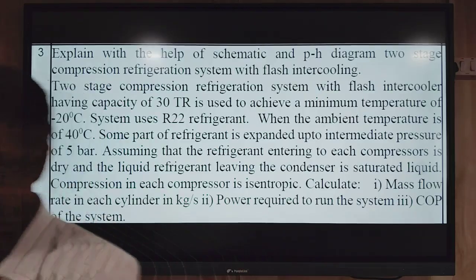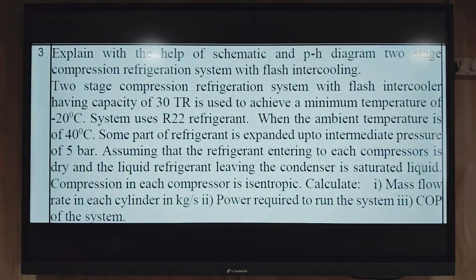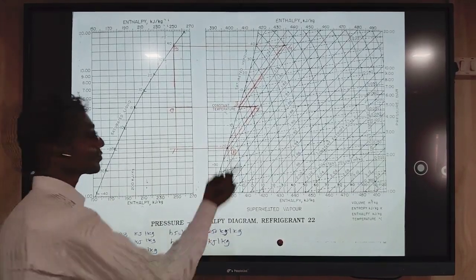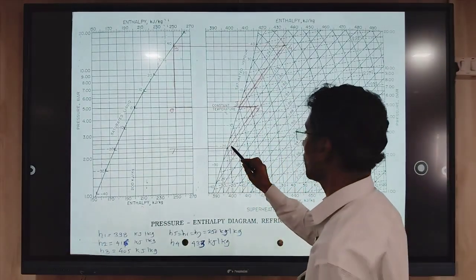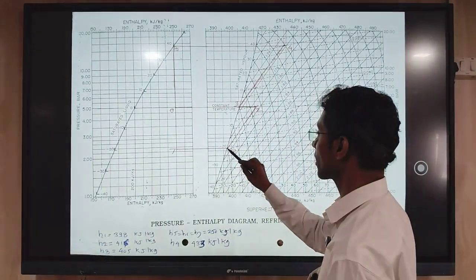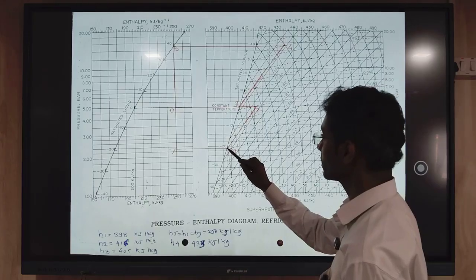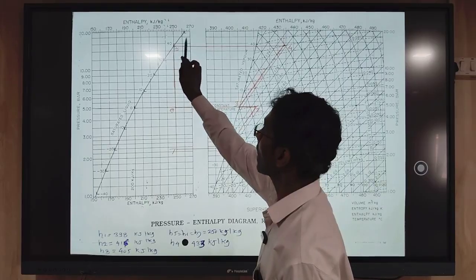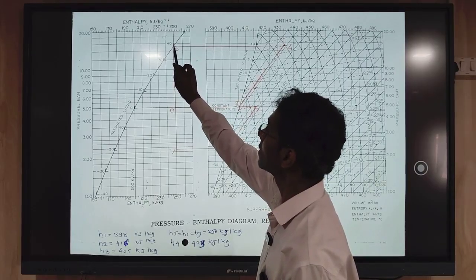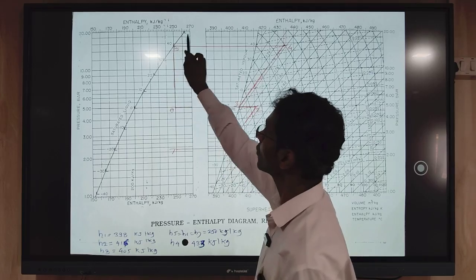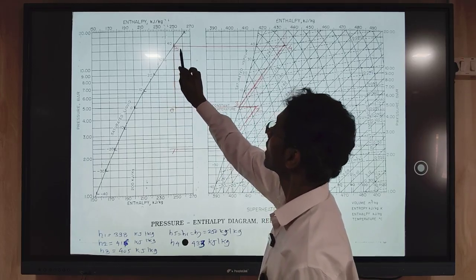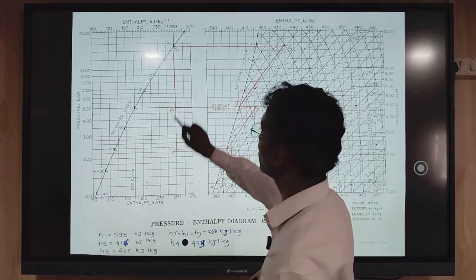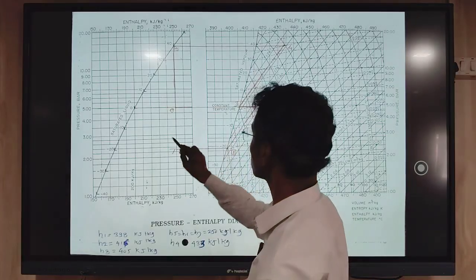So now let us see, first of all, plotting this on the chart. Here we have plotted as per the data given. Point number 1, that is on the evaporator line, temperature is minus 20 degrees Celsius, and the point is located. This is the condenser, the ambient temperature of 40 degrees Celsius is given. So at 40 degrees Celsius on the saturated liquid line, here will be point number 5, that is on the condenser line. When we get these 2 points, then we draw the horizontal lines.